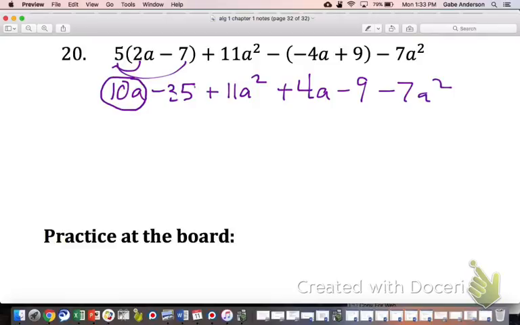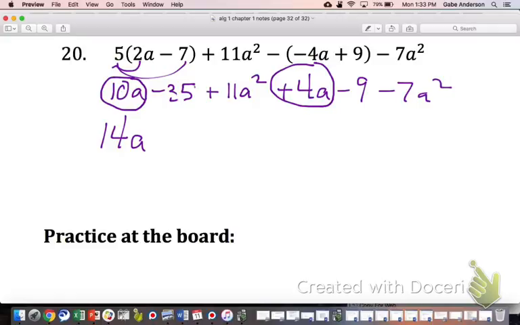Do you see anything that's like 10a? Ashlyn? 4a is like it. I agree. Are those the only two like terms as far as a goes? That's it, right? Okay, so 10a plus 4a is 14a. So we'll go ahead and add those up. Once we have done that, I'm going to look through the rest. There's obviously a bunch of other terms left over.